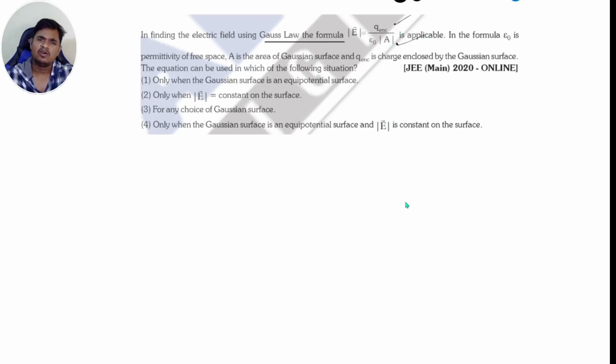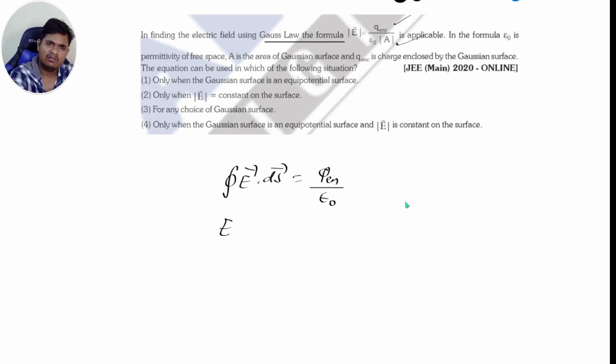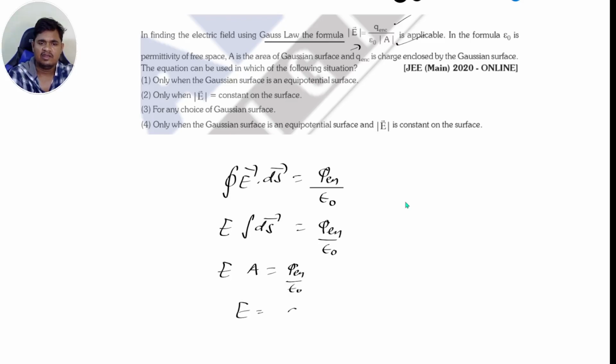Basically the Gauss theorem says that the integral of E vector dot dS vector equals Q enclosed by epsilon naught. Now what they have done here in the question is they have taken E constant, and only then have they written the integration of dS as area, so E times A equals Q enclosed by epsilon naught. So E is basically Q enclosed by epsilon naught times A.